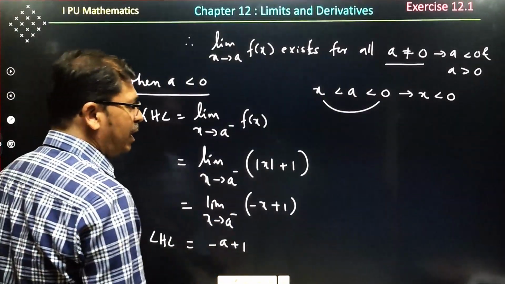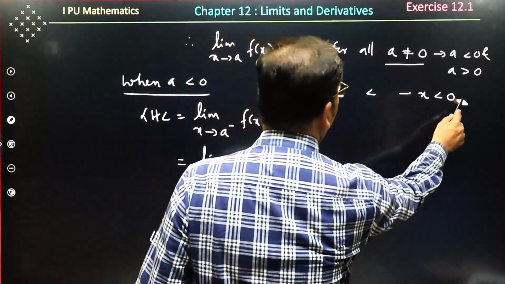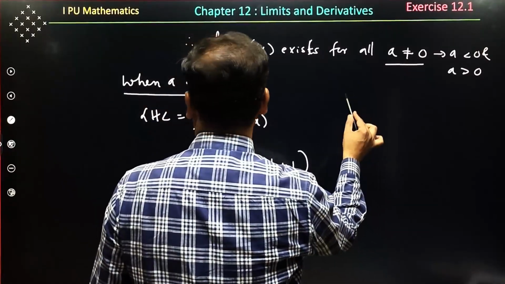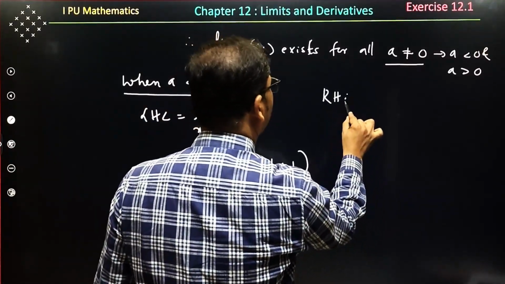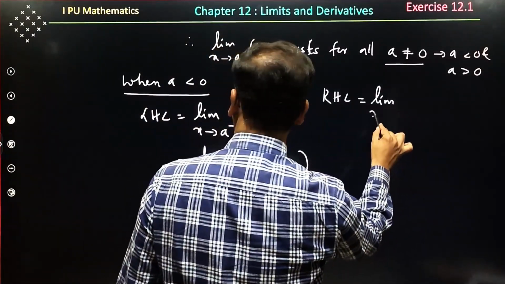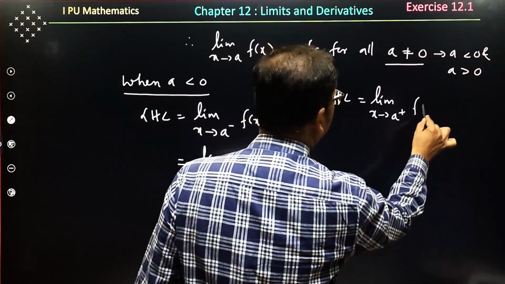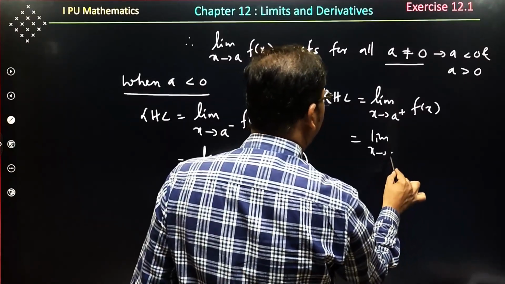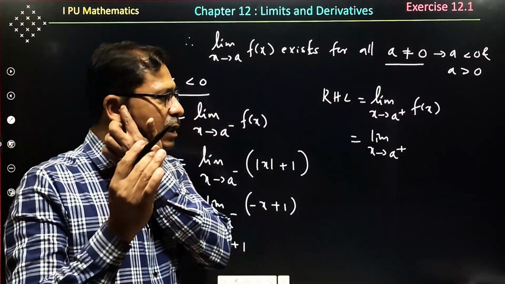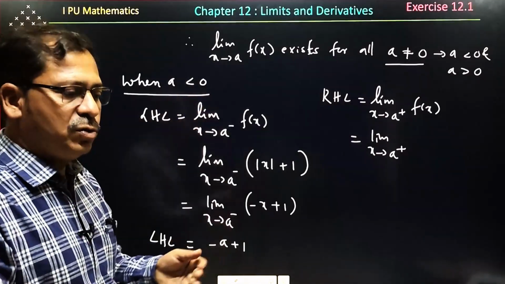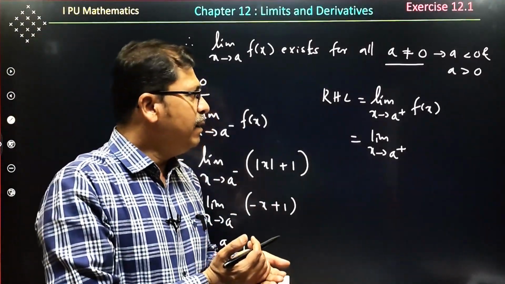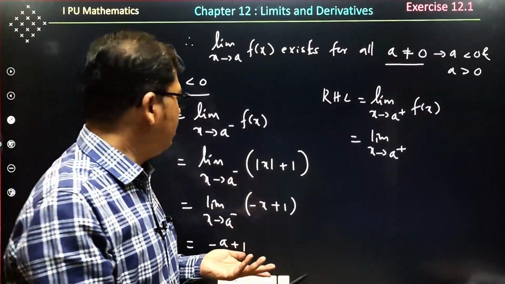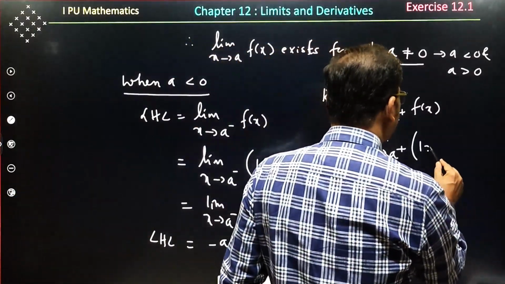Now let me calculate the right hand limit. Now observe here. Right hand limit is equal to limit x tends to a plus f(x). Where is it? Again it is less than 0. This condition is a is less than 0, 0 is on this side, on the left side. It is definitely left side. So again the function is defined by mod x plus 1 itself here.